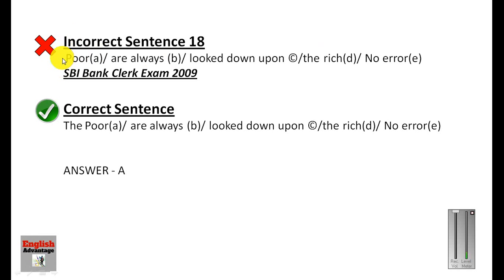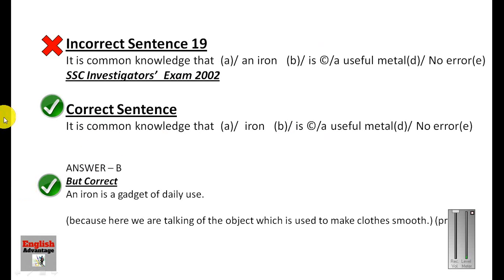The poor means the poor people, the poor community. Okay. So we have to make it the poor. The poor means poor people are always looked down upon by the rich. So this way this part is wrong, and it has come in SBI bank clerk exam 2009. So the answer would be A. Now let us see the next question.